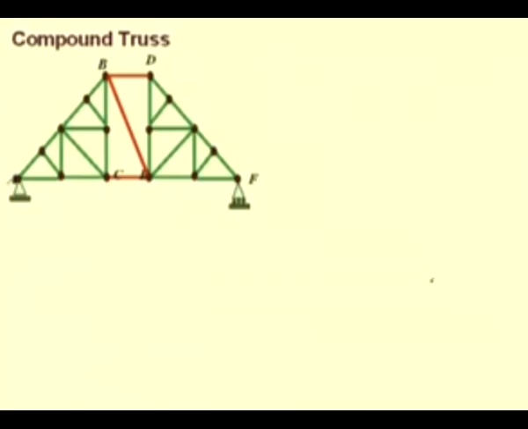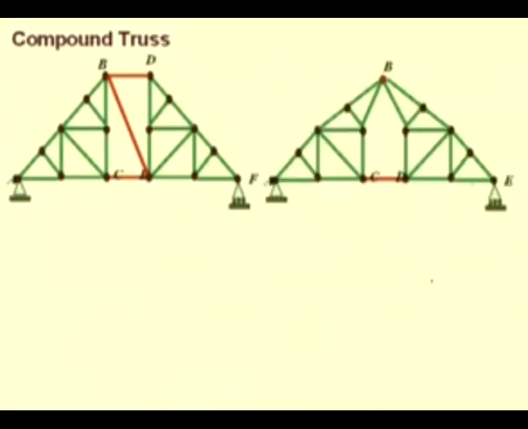There is another configuration by which also it is possible to connect the two simple trusses. Here you see another compound truss. The two simple trusses are A, B, C and B, D and E, and here they have been connected by a pin at B and a member CD, and this combination also results in a rigid connection of the two simple trusses.